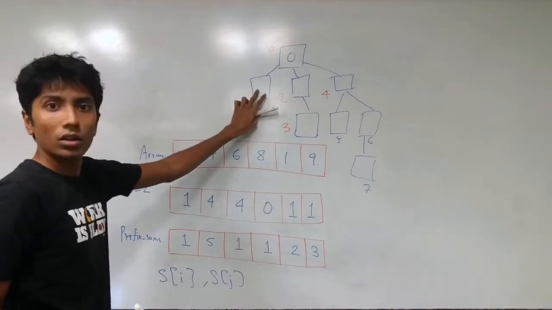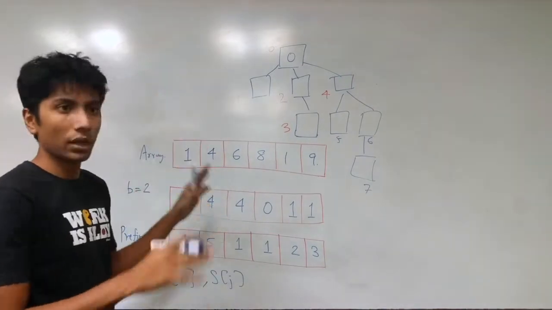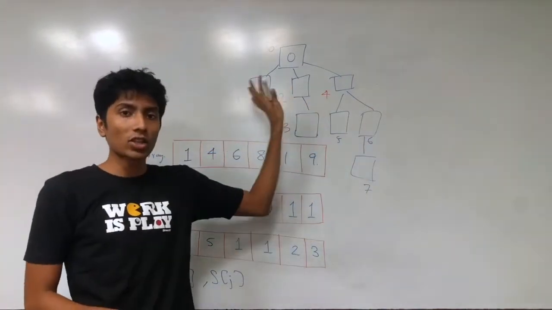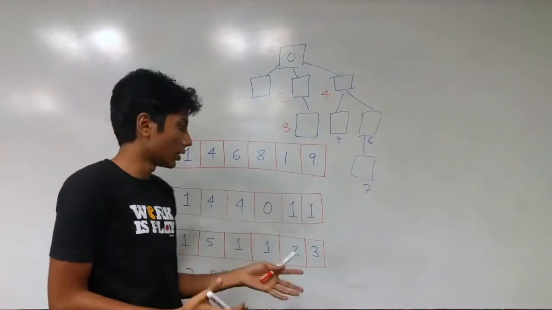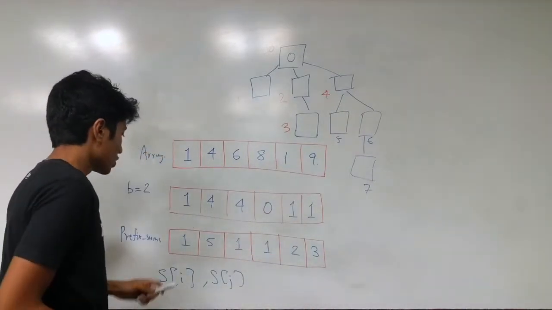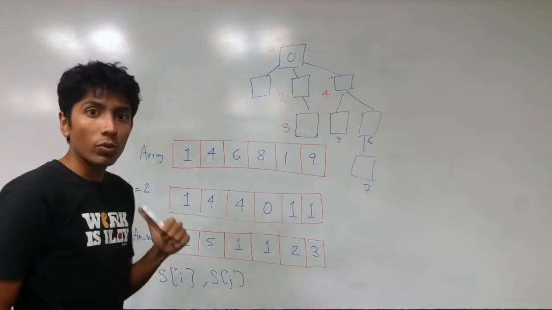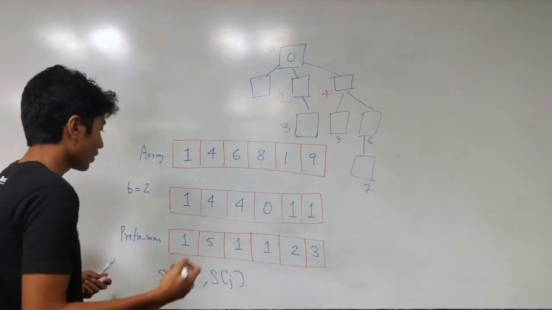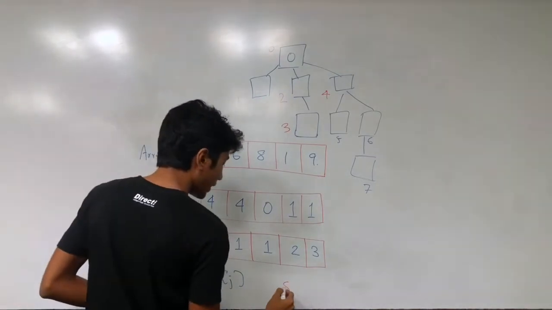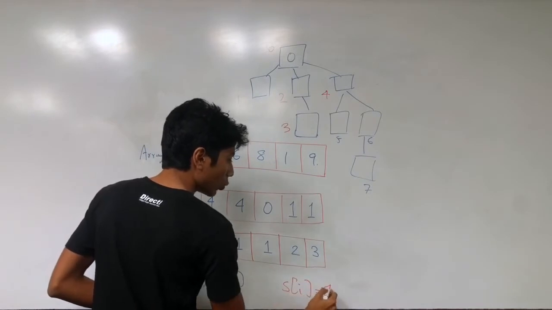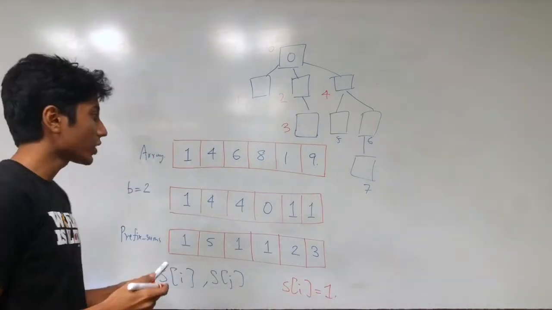So the values here need to be updated. We need to actually construct and manipulate the answers with this tree. So firstly, you get a value of 1. So S of I is equal to 1. Now you remember the two constraints that we had.